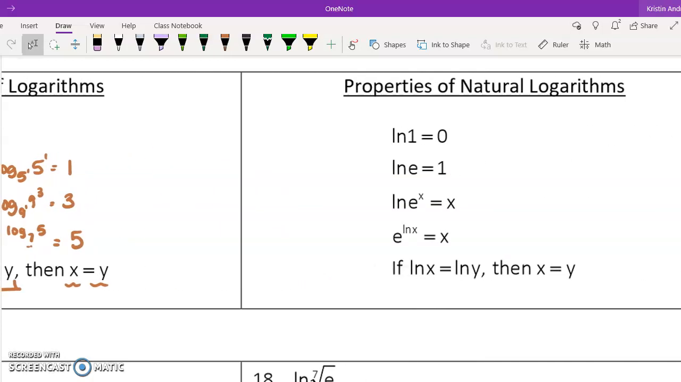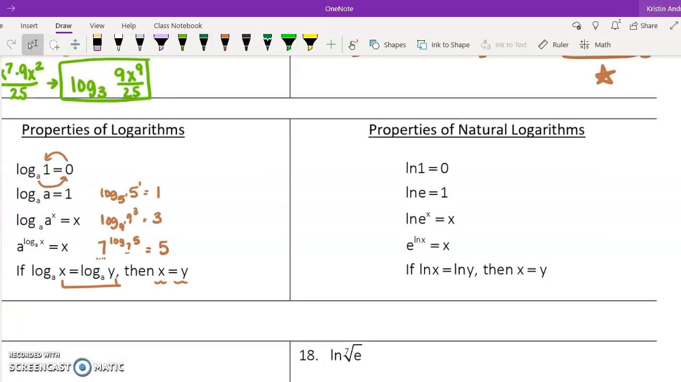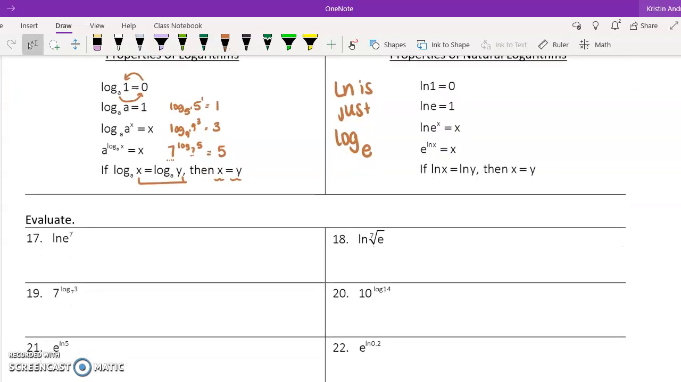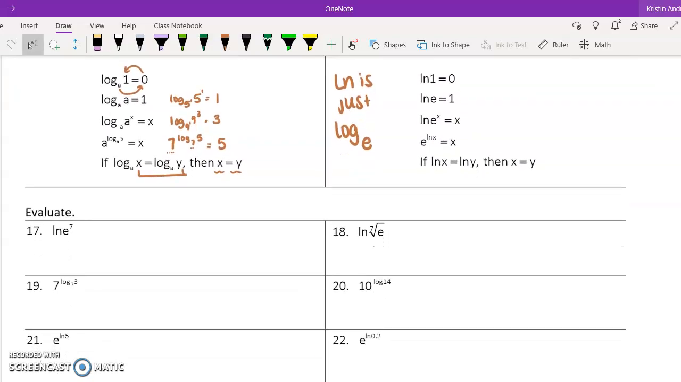Same properties hold true for natural logs as do logs. Remember, ln is simply log with a base of e. So all of these hold true for natural logs as well. And then I like to remember things like "line" right here. The second one, ln e, is equal to 1. I see that word, it looks like a line. The number 1 looks like a line, so I remember that.